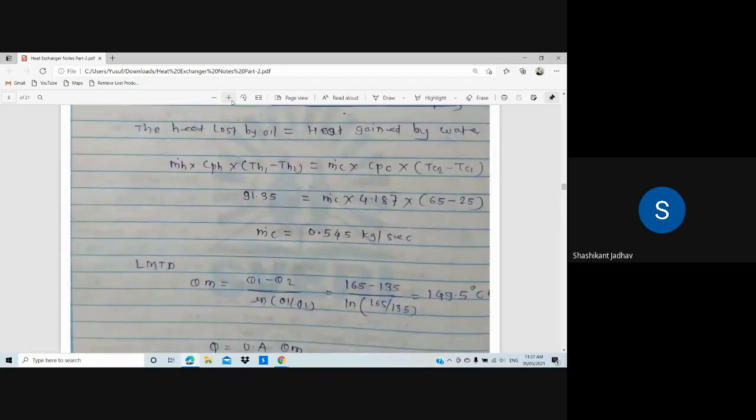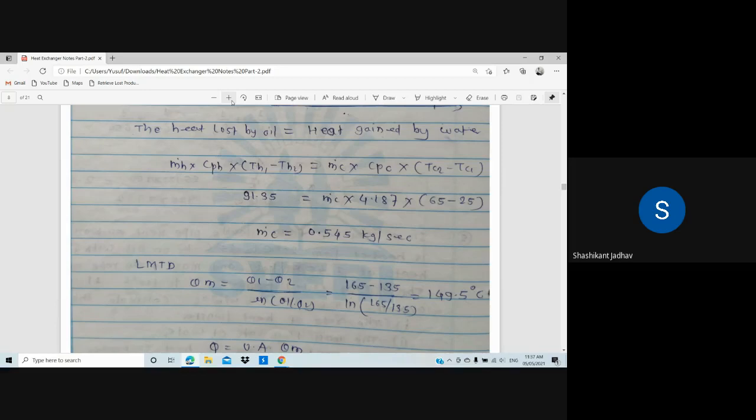Okay, so all of you write down the value of m dot c. We get the value of m dot c as 0.545 kilojoule per kg per second. This is going to be the mass flow rate of the cold fluid, that is, the water flowing is 0.4 kg per second.